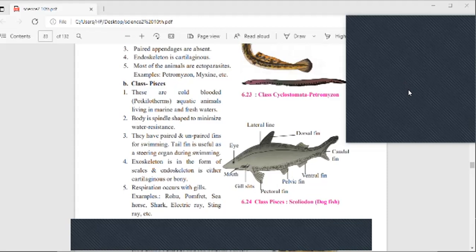Cold-blooded animals. That means they can't maintain their body temperature. So if the environmental temperature is low, then their body temperature becomes low. If the environmental temperature increases, then their body temperature also increases. That means they can't maintain their body temperature as per the environment. That is called poikilotherms.